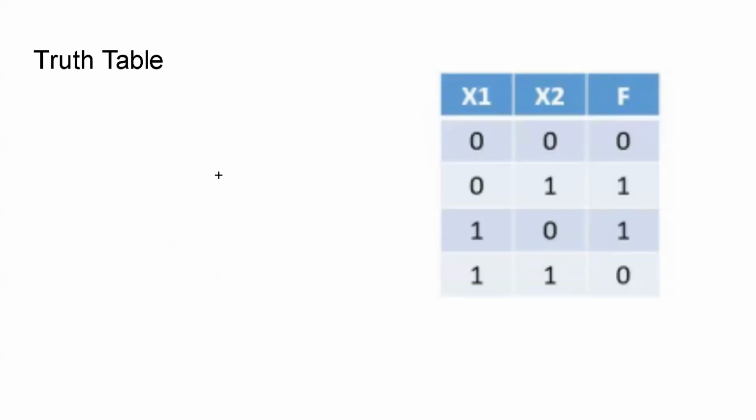Here's the truth table that was provided to me by my professor. This is demonstrating an XOR truth table. Basically, when one of the signals is true, output is true. But when both signals are false or both are true, output is false. So only one can be true.